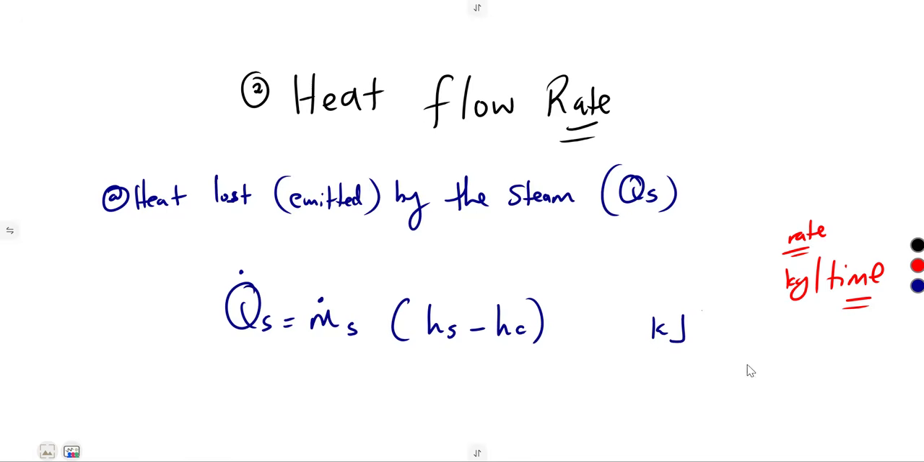Kilograms per second, this will be kilojoules per second. Kilograms per hour, this will be kilojoules per hour. Per minute, this will be kilojoules per minute. So it is going to be just per unit time that you have used here. Kilograms per unit time.